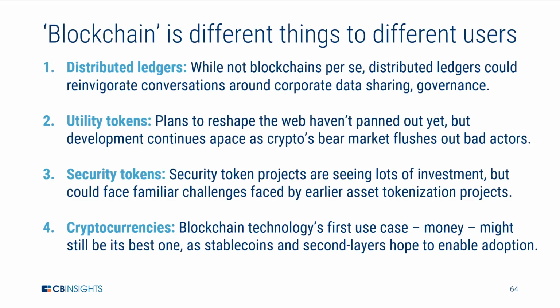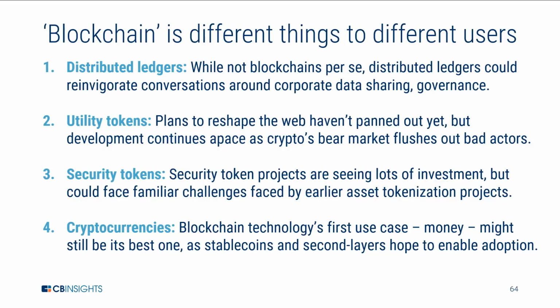So just think back to our framing again. We've really covered 4 specific areas today: distributed ledgers and corporate applications, utility tokens and security tokens as part of crypto assets, and then cryptocurrencies. The major trend in each is for distributed ledgers. While they're not exactly blockchains per se, they could reinvigorate conversations around corporate data sharing and governance.